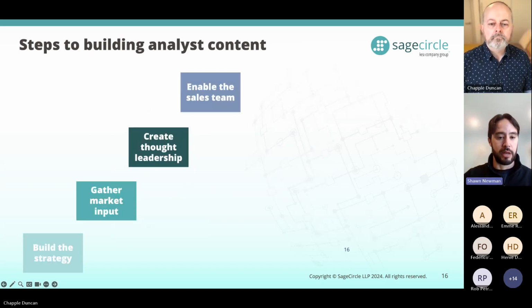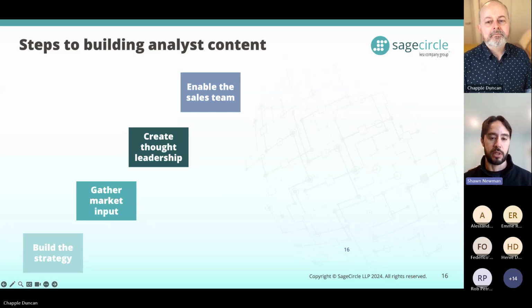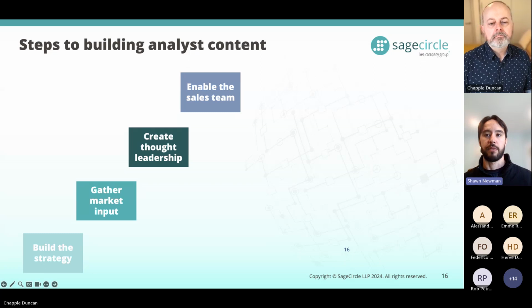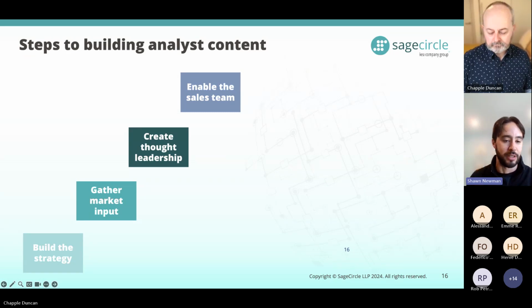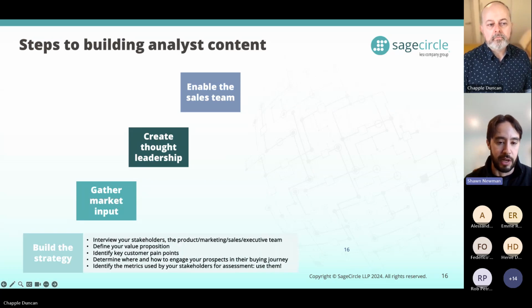So there's going to be a lot of content here. This is your steps to building analyst content, but also any type of content when you're engaging with sales. And again, this is something that could be debated and probably have its own webinar. But it just starts with building the strategy. So it's a build. Duncan, if you want to just start out with the bottom there.